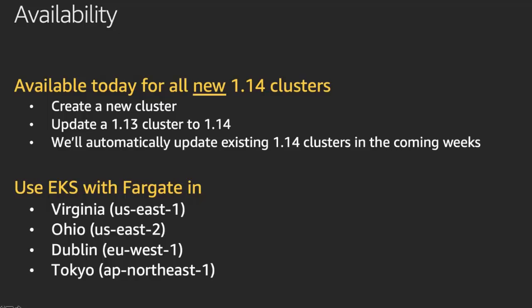And today, EKS on Fargate is generally available for all AWS customers with new EKS clusters created with Kubernetes version 1.14 and above. We'll be expanding support to existing 1.14 clusters automatically over the next few weeks. And you can use EKS on Fargate today in Virginia, Ohio, Dublin, and Tokyo AWS regions, with more regions coming in 2020.